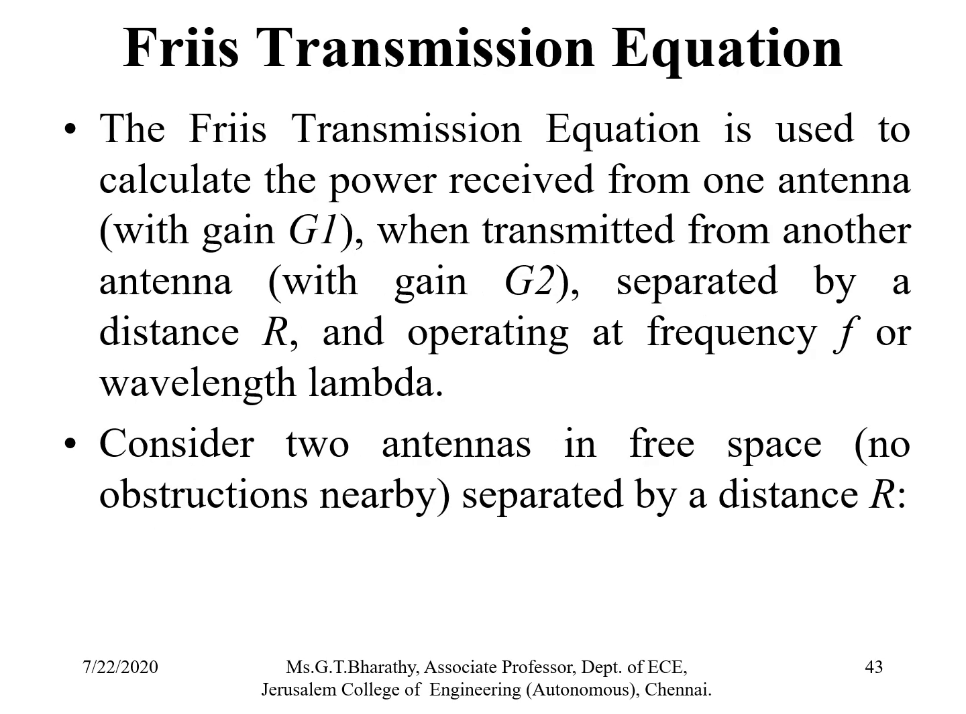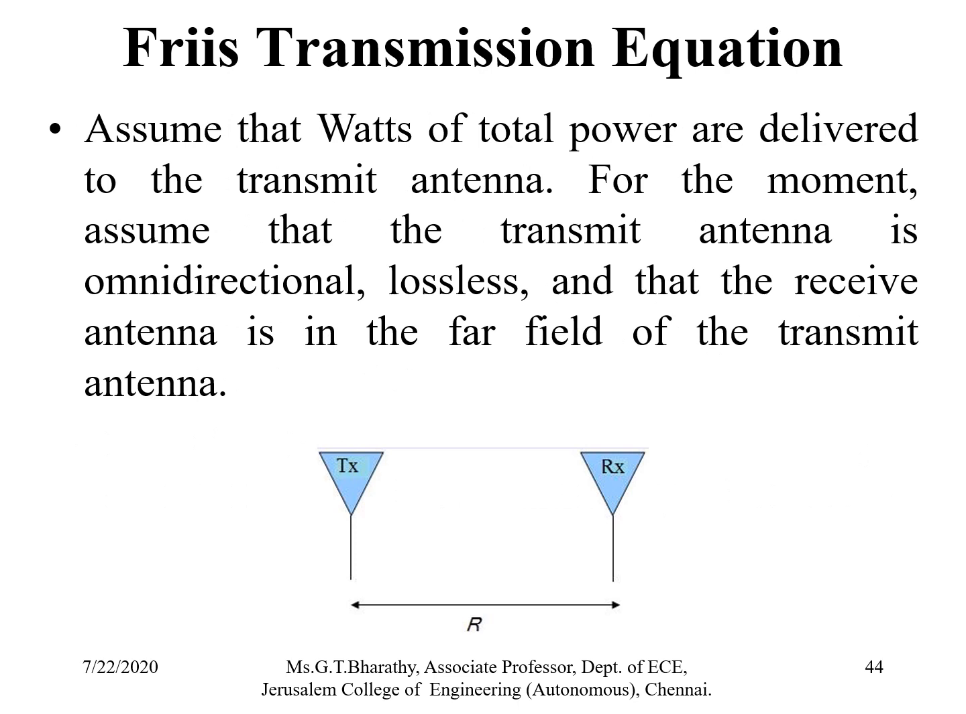So next is an important topic, which is the Friis transmission equation. The Friis transmission equation is used to calculate the power received from one antenna, which has a gain G1, when transmitted from another antenna with a gain G2, separated by a distance r and operating at a frequency f or wavelength lambda. So consider that you have two antennas in free space with no obstructions nearby, separated by a distance r. So assume that you have two antennas.